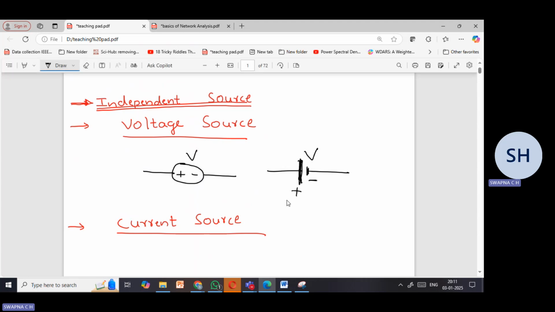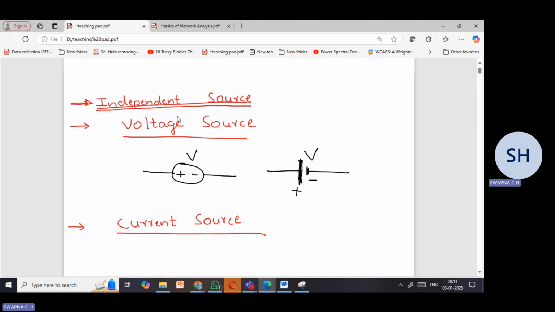and the shorter lead is said to be the negative. So this is your voltage source, and here I'm calling this voltage source an independent voltage source, because if you just observe, the voltage value here will be fixed.